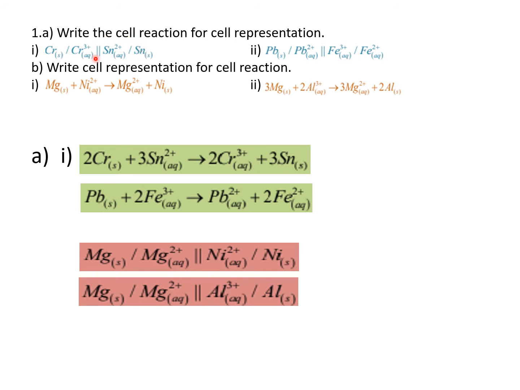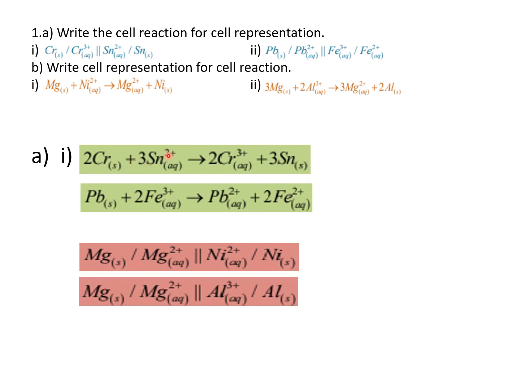tin. Why? The chromium will give 3 electrons and become 3 plus. Here it's giving 3 electrons, but here it's taking 2 electrons, since it's showing 2 plus. So we need to balance the equation. That's why, since it's 3 electrons, immediately you put 3 over here and after that you just balance it.